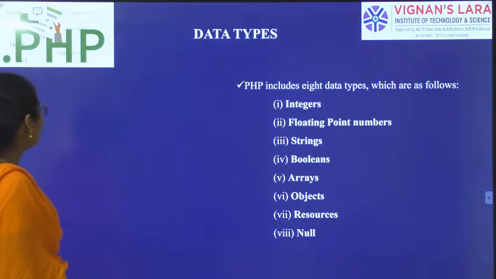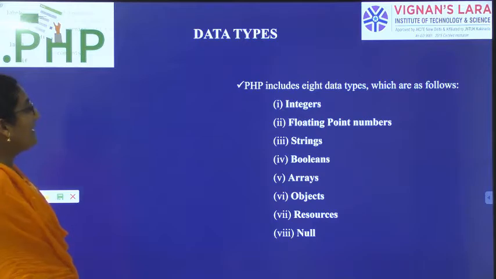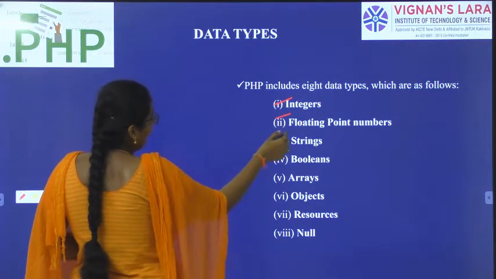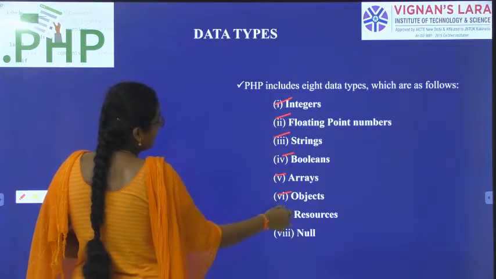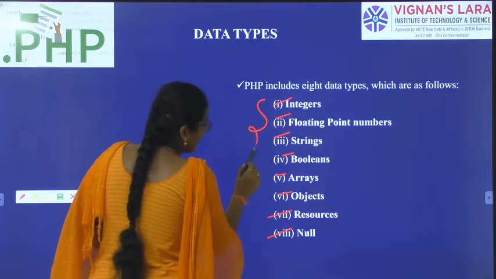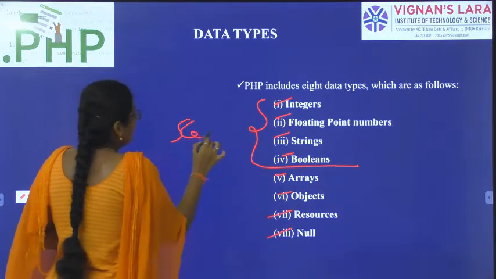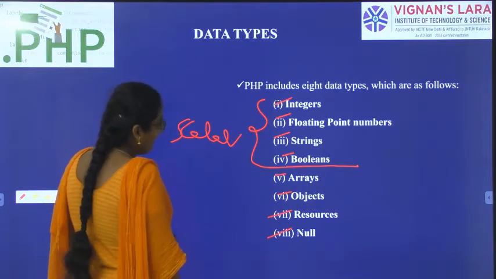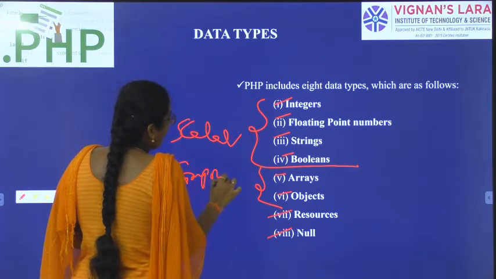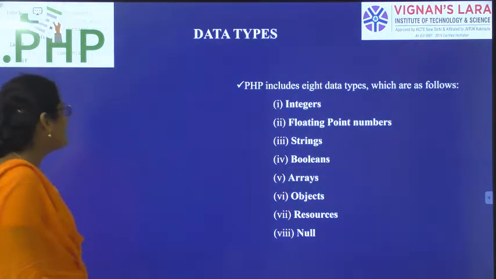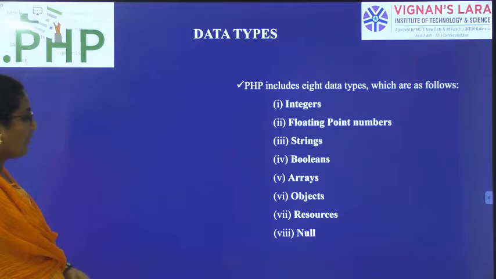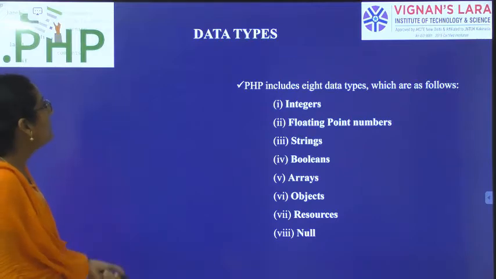So let us see. PHP includes 8 different data types: integers, floating point numbers, strings, booleans, arrays, objects, resources, null. Integers, floating points, strings and booleans come under scalar data types. Arrays and objects come under compound data types. Let us see one by one.